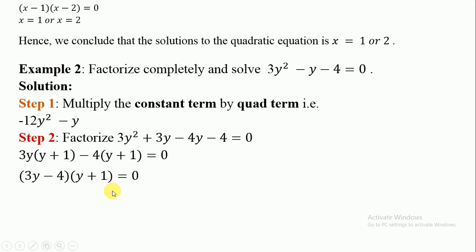So when you equate this to 0, you get y equals 4 over 3, and or y equals minus 1. Boom. So that's the solution to the quadratic equation 3y squared minus y minus 4 equals 0. So the solution is 4 over 3 or minus 1. Interesting. So this is how to solve a quadratic equation.